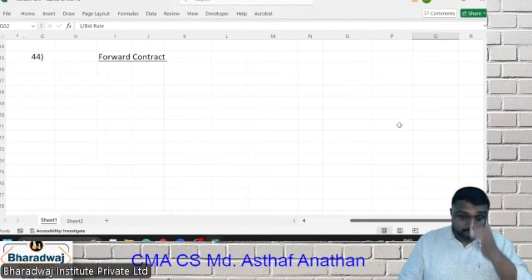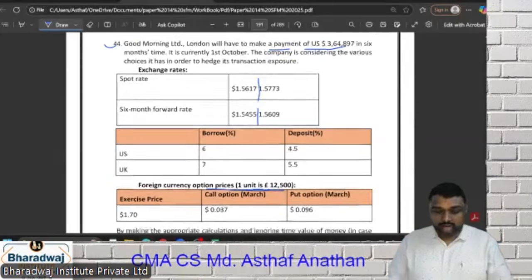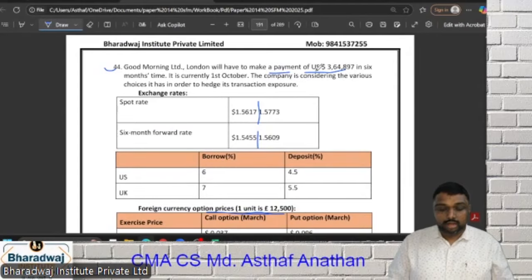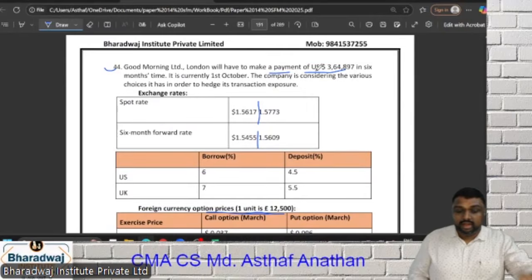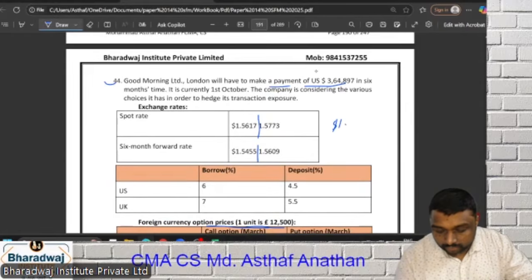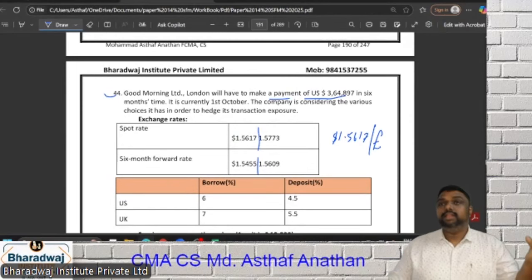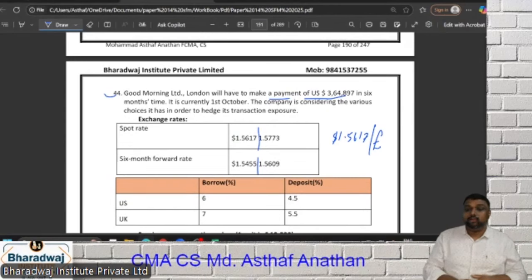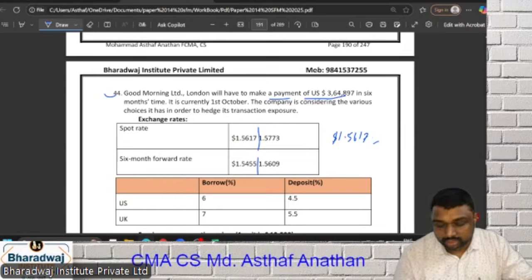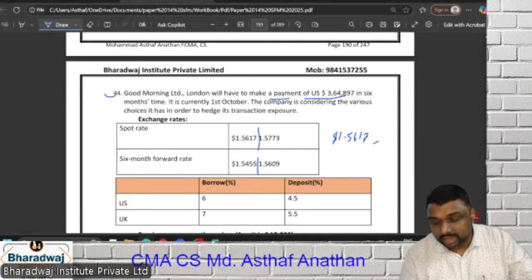So I know you are ready. Let's start. So how we will start? See, we have to make a dollar. See, what is the expression they have given? They have given the expression of dollar 1.5617. That means dollar is the numerator. This is per pound. It is implied. Dollar is given as numerator. Per pound is not expressed, but dollar is given here. That means your denominator currency is pound.